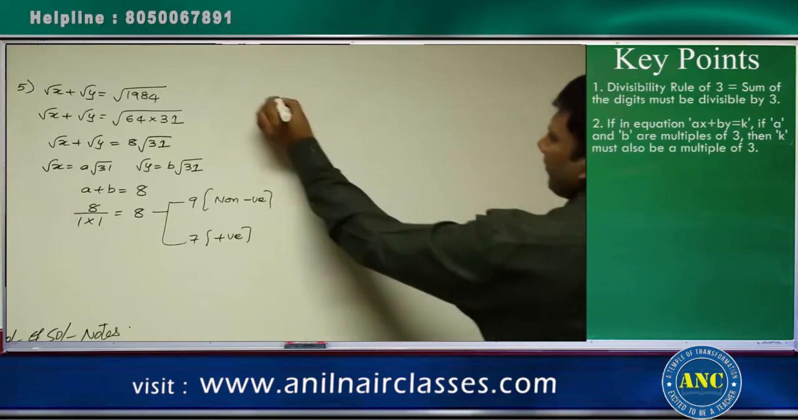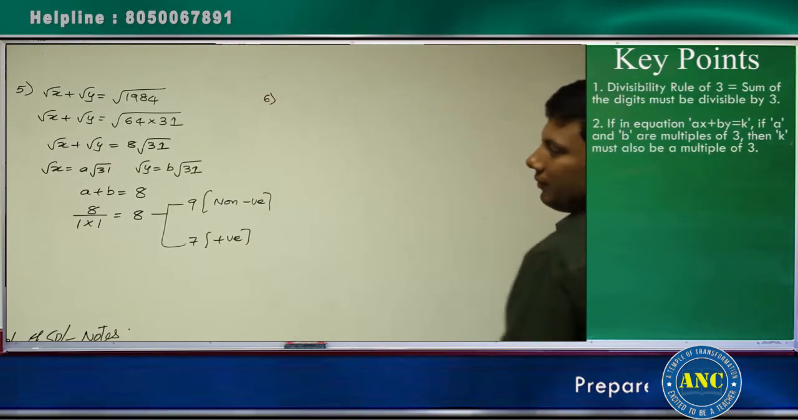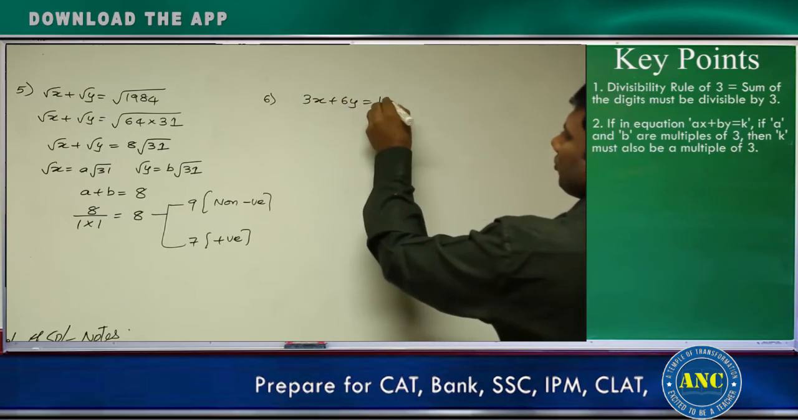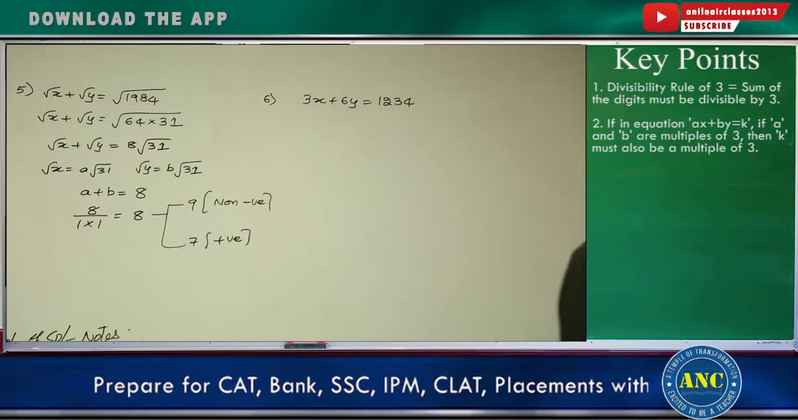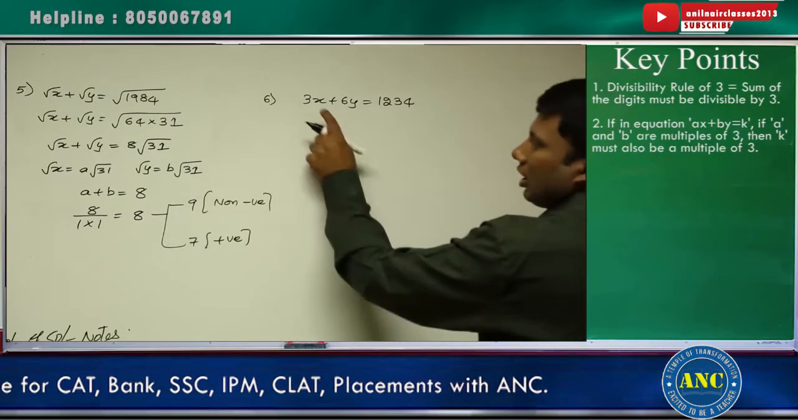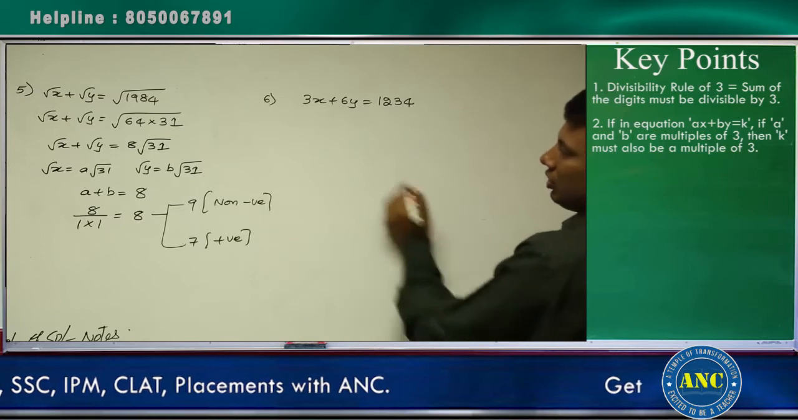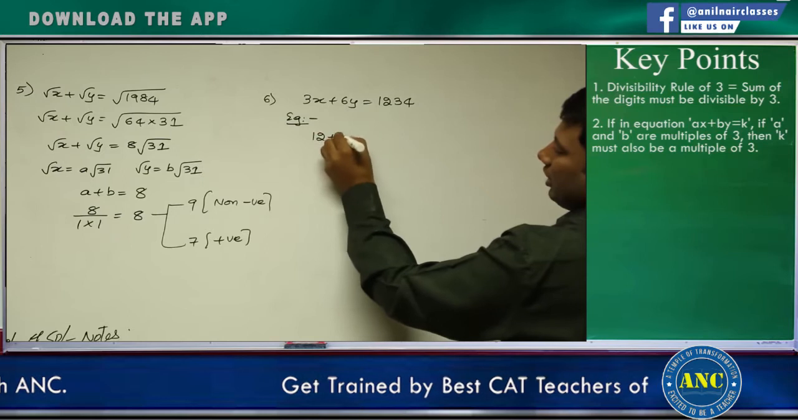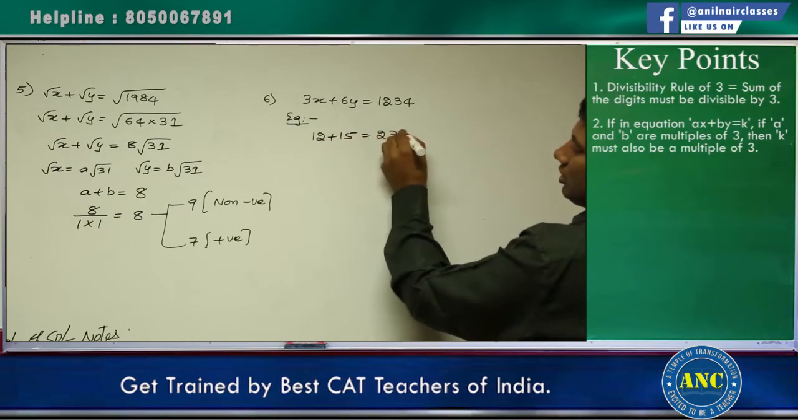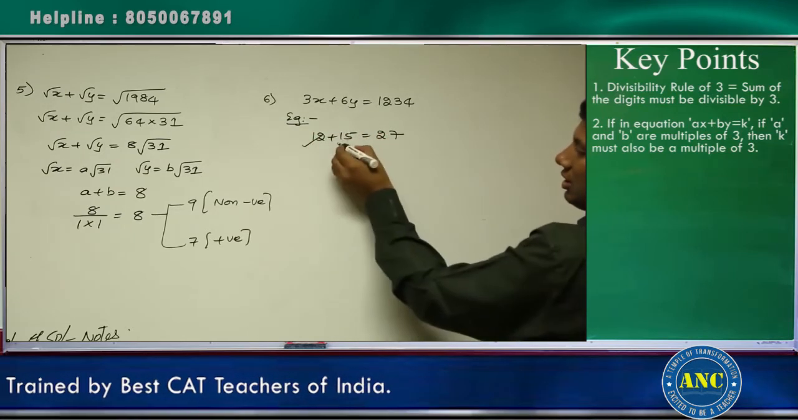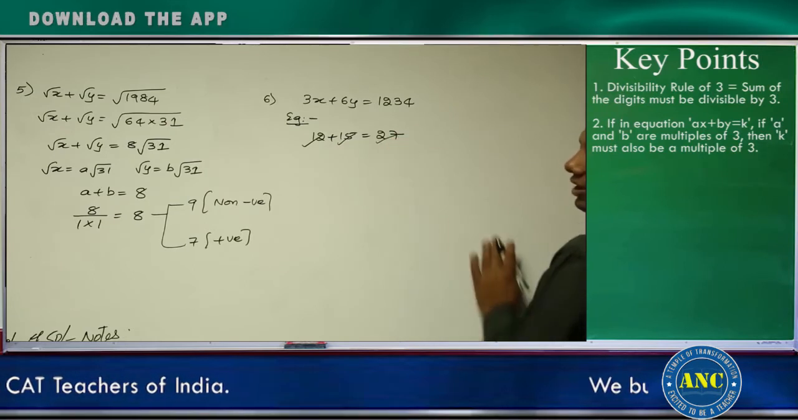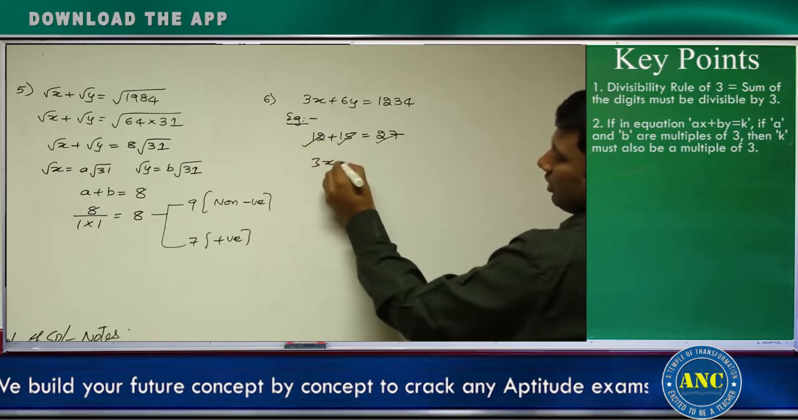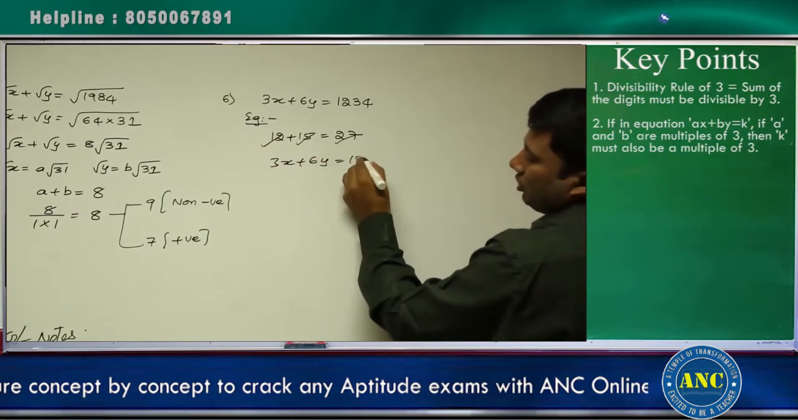Sixth one. 3x plus 6y equivalent to 1234. Are they both in simplest form? No. Now see here. Example: 12 plus 15 equivalent to 27. This is a multiple of 3, this is a multiple of 3. Is 27 a multiple of 3? Yes. So 3x plus 6y equivalent to 1234.